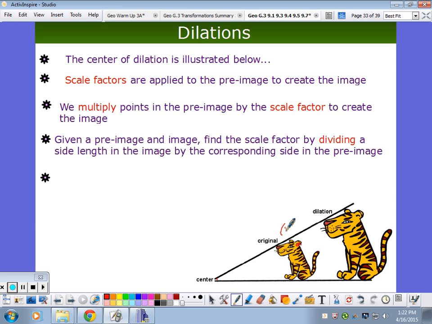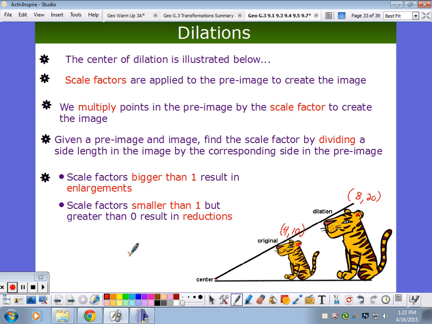I'm just making up points here. If this was 4, 10, and this one was 8, 20 in the matching place, how would you find the scale factor? Divide. 8 divided by 4, 20 divided by 10. You should get the same number. So this one, scale factor 2. If you have a scale factor that is bigger than 1, you're going to get something bigger. And if your scale factor has a magnitude between 0 and 1, then it's going to be smaller, because what numbers are between 0 and 1? 1/2, 3/4, 7/8. So when you apply that scale factor, you get a smaller figure. So if this was the original, and that was the dilation, that would be a scale factor of 1/2.